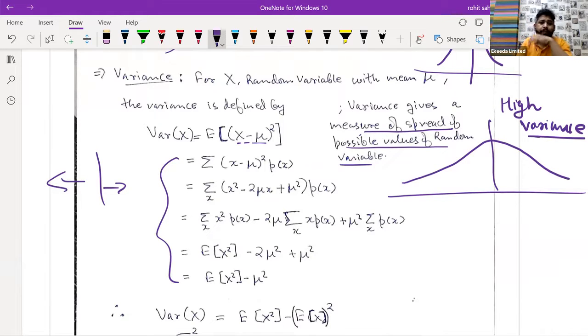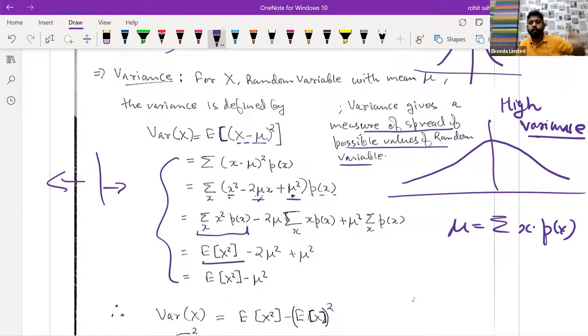So the expansion of x minus mu whole square is x square minus 2 mu x plus mu square. Mu square is a constant, mu is also constant, and p of x is your density, right? And mu is the summation of x times p of x, correct? Now x square times p of x is the second moment, which becomes E of x square. But for 2 times mu, mu is a constant, so we take it outside the summation, and the summation inside is x p of x. What is x p of x? It is mu.